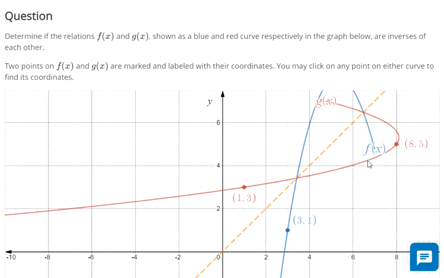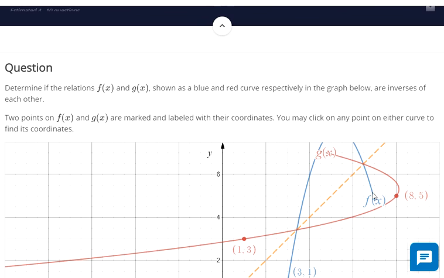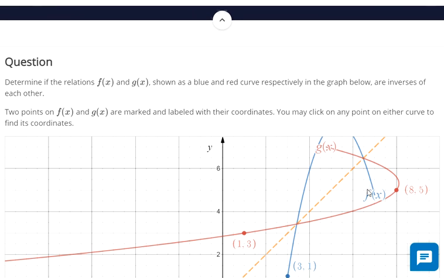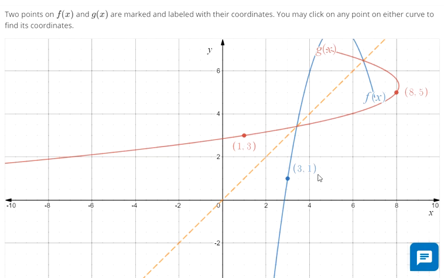So we're supposed to determine if f of x, which is blue here, and g of x are inverses of each other. Just a quick note, they're not functions, right? It fails the vertical line test. There are two outputs for x equals 6, at least for the red relation. The blue relation looks like a function. That's not something we have to answer though.